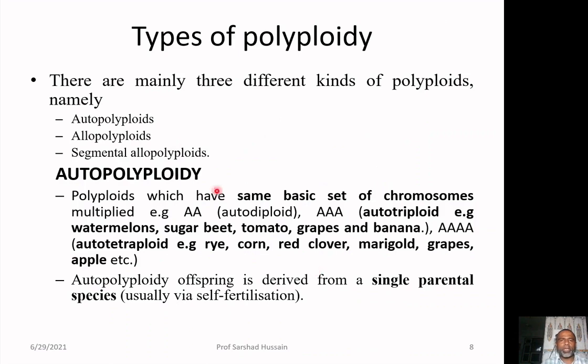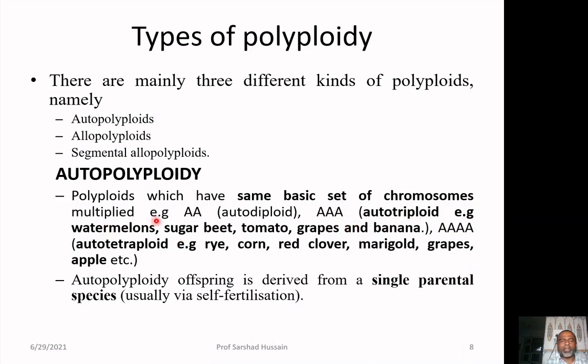As far as the types of polyploidy are concerned, you have three major types: autopolyploidy, allopolyploidy and segmental allopolyploidy. Let us look at autopolyploidy. As the name itself indicates, auto means self, that means it will have the same basic set of chromosomes. For example, if an individual has the diploid condition, 2 sets of chromosomes represented by capital A, and the same set, another capital A, is added to it, it will be autotriploid.